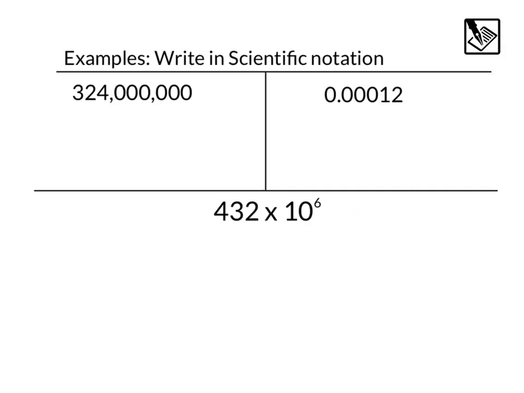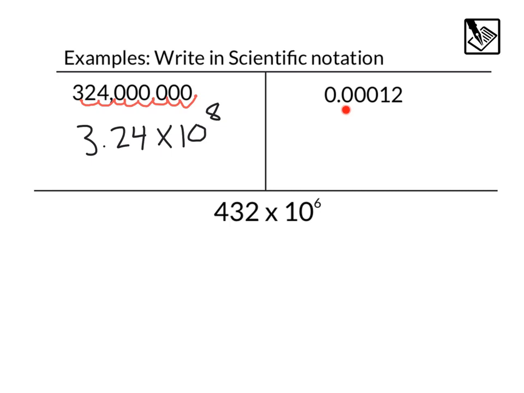Let's do a few examples of writing in scientific notation. Here we've got the number 324 million. My decimal point, when it's not seen, is right on the end there. So we want to move that so there's only one digit in front of it. And let's count those spaces. 1, 2, 3, 4, 5, 6, 7, 8. So that would give us 3.24 times 10. And we move that decimal 8 spaces, so that would be times 10 to the 8th power. And basically, if we take this 3.24 and multiply by 10 8 times, we would get back to 324 million.